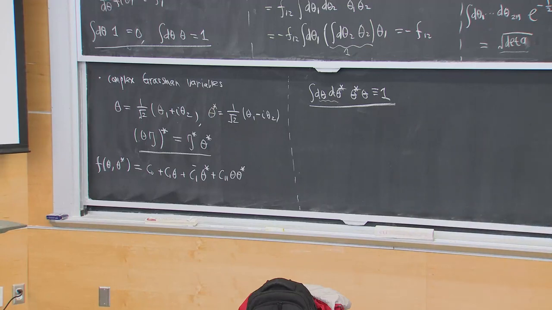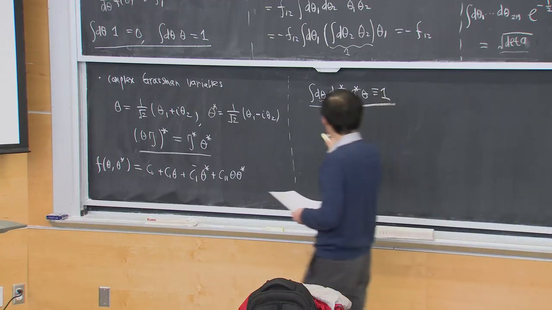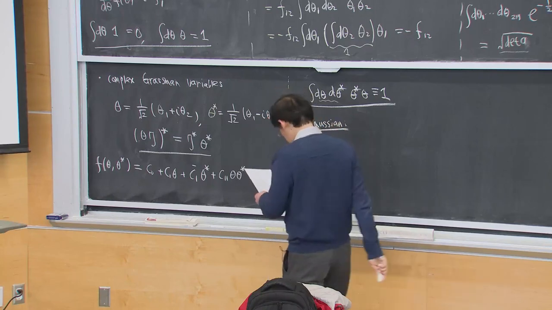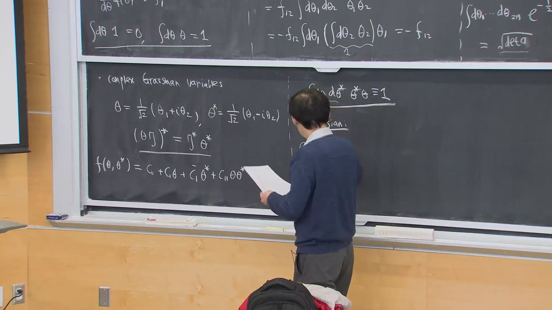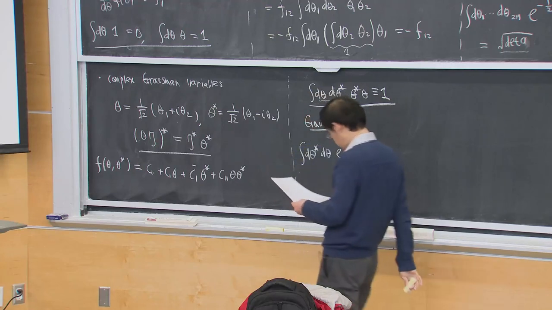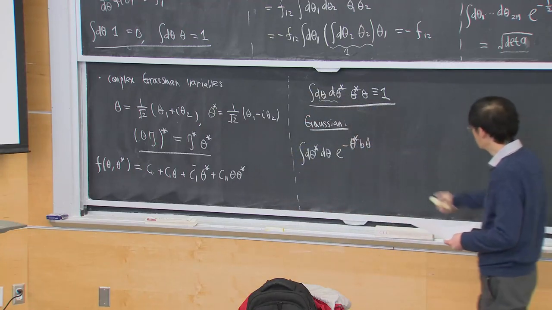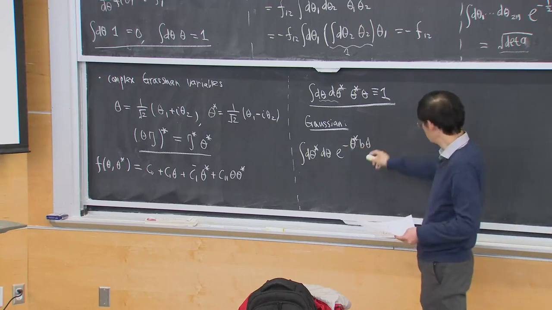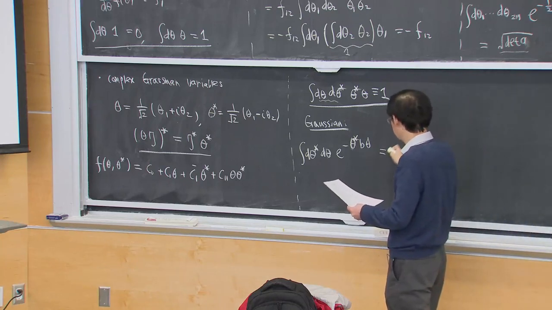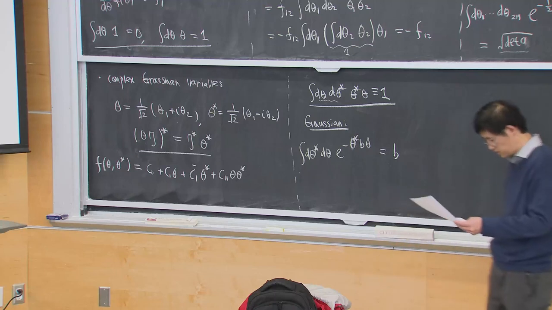Good. So now we can look at the complex Gaussian integral. Again, let's look at the Gaussian. If you have d theta star d theta, say, exponential of minus theta star b theta, where b is just some arbitrary number, okay? Again, you can just do it by expanding in a power series, and just as in that example, you find that this is equal to b.